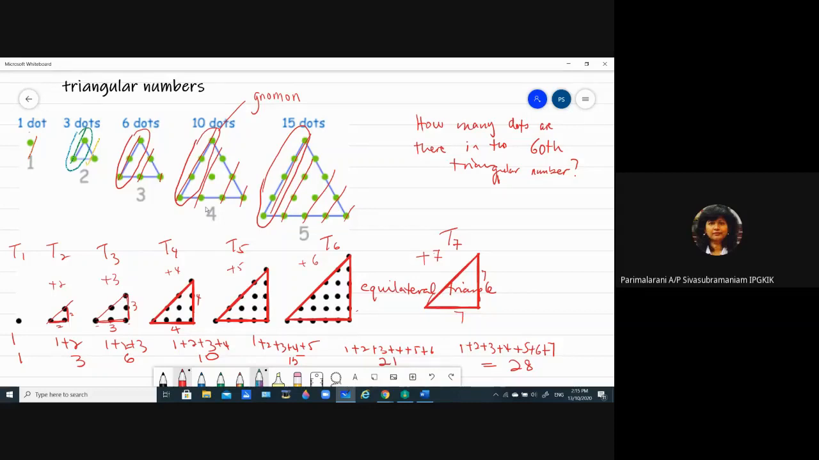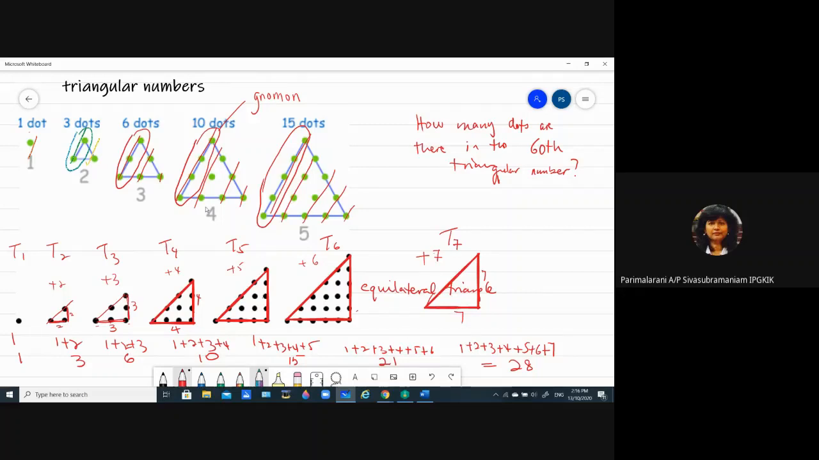How many dots does the nth triangular number have on each side? How many dots does the 60th triangular number have on each side? 60. Yes, each side is 60. So how are we going to find out how many dots there are all together in the 60th triangular number? We need a formula, right? Yes. So how do we derive this formula?